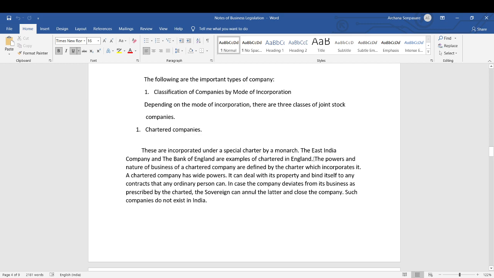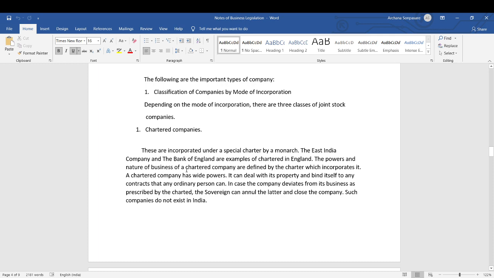It means the king or queen of England signed a specific document called the charter, through which specific rights were given to a person to start these chartered companies. So the East India Company and the Bank of England are examples of chartered companies. The powers and nature of business of a chartered company are defined by the charter which incorporates it. All the rights and powers are enclosed in that charter by the king and queen of the specific country.